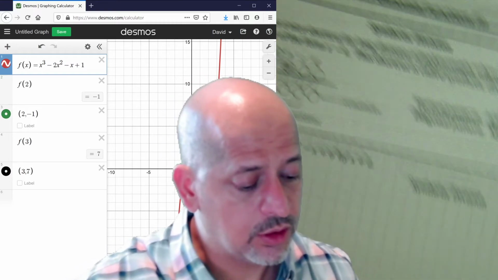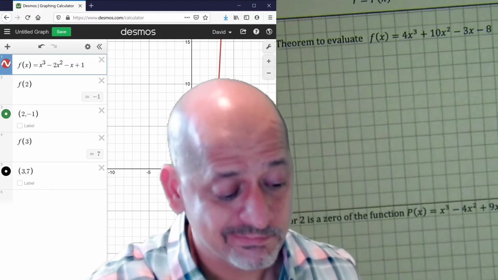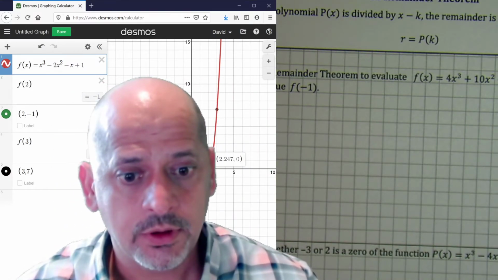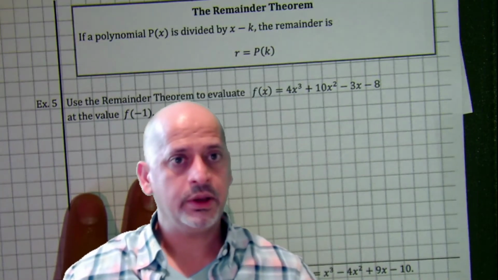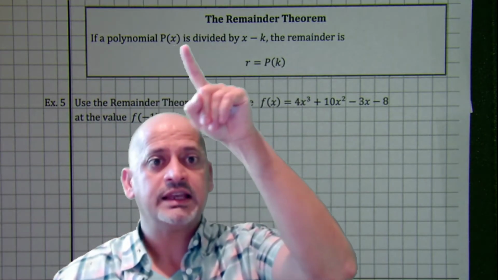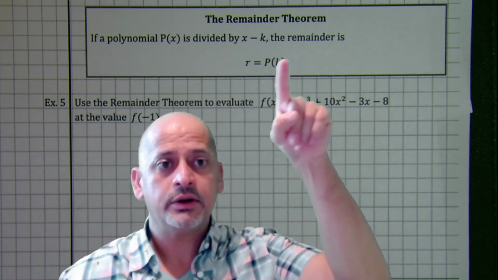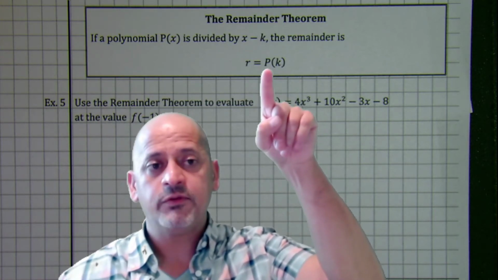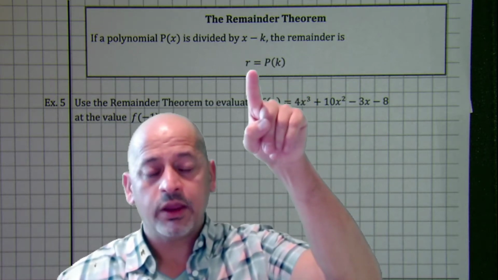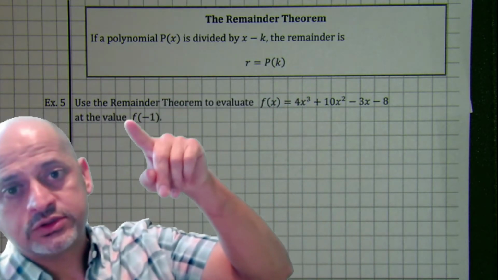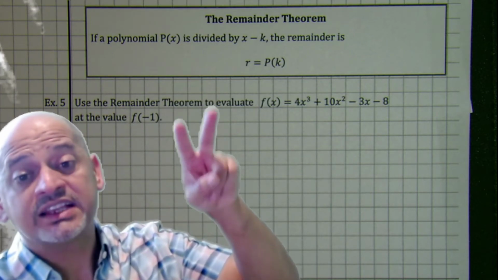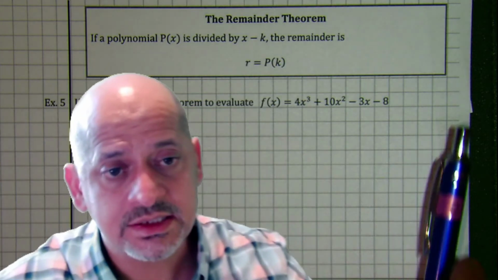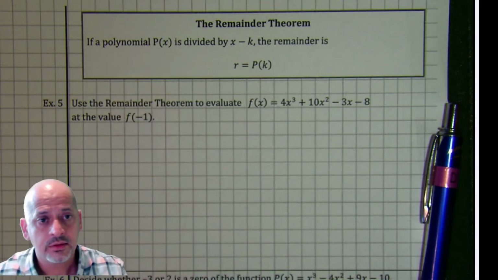So let's go to the last example that I skipped, example number 5. In example number 5, we have the remainder theorem that says if a polynomial p of x is divided by x minus k, the remainder r is equal to p of k. That means that if you plug in the value of k, that will give you the remainder. So we're going to do it two ways. We're going to use synthetic division or synthetic substitution and direct substitution to find the remainder, which is as if we were evaluating the function.